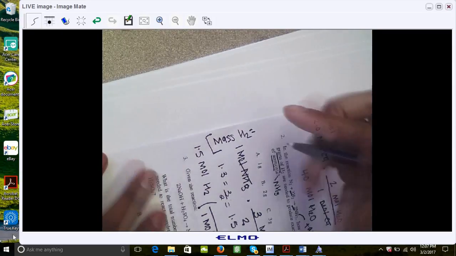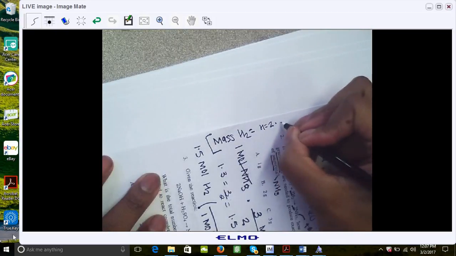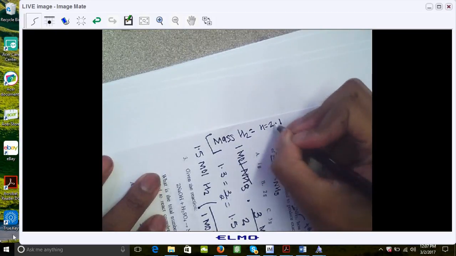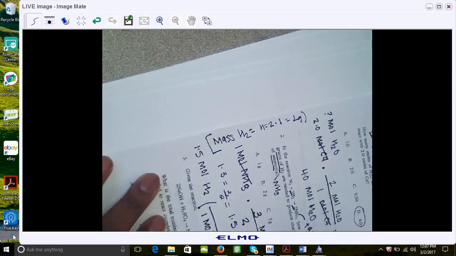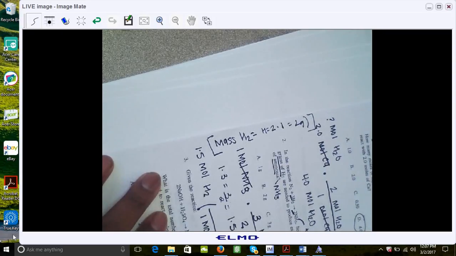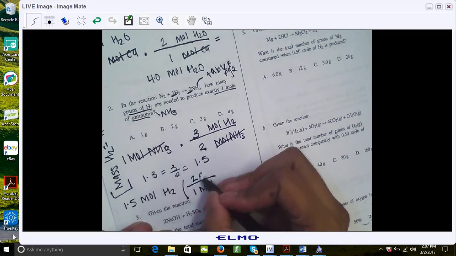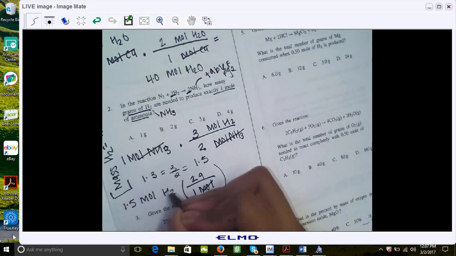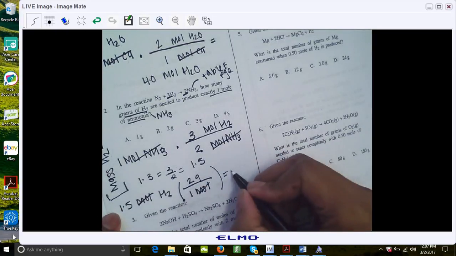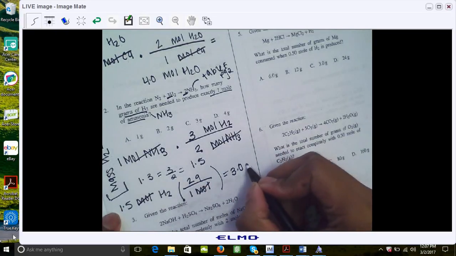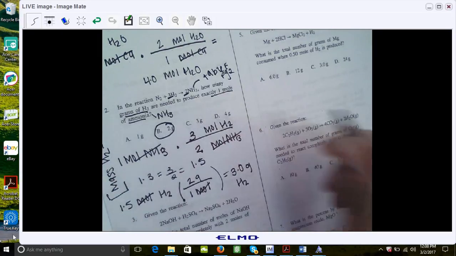So to find my mass, I take my hydrogen, right? There's 2 hydrogens times 1 for my mass, and then I have 2 grams. Okay. So I know that my mass is going to be 2 grams. My moles cancel out. And I'm going to have 1.5 times 2 is going to give me a total of 3.0 grams of H2, and that's going to be answer choice B.